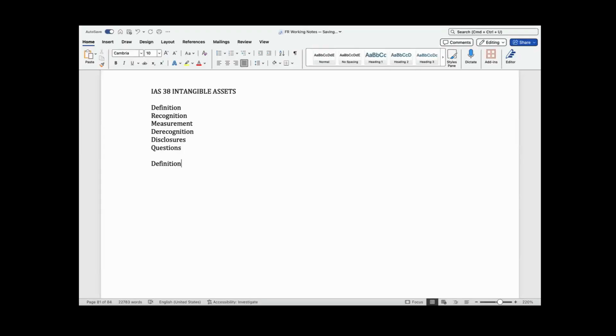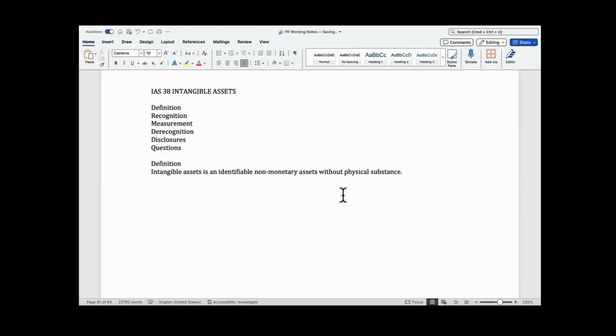So now, let's look at the definition first. I defined intangible assets earlier. Intangible asset is an identifiable non-monetary asset without physical substance. That's how it's defined in IAS 38.